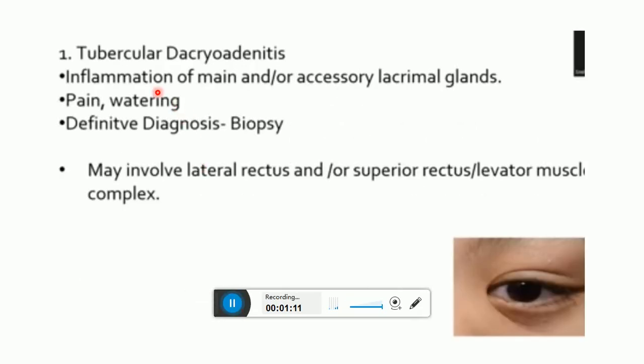So in adnexal, there is tubercular dacryoadenitis, in which there is inflammation of the main or accessory lacrimal glands, as shown in this picture. There will be pain and watering. The definitive diagnosis is by biopsy. It may involve the lateral rectus or superior rectus or levator muscle complex.